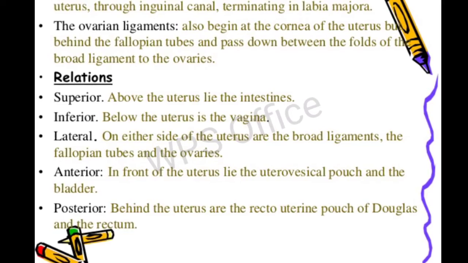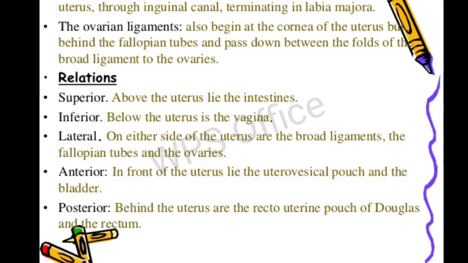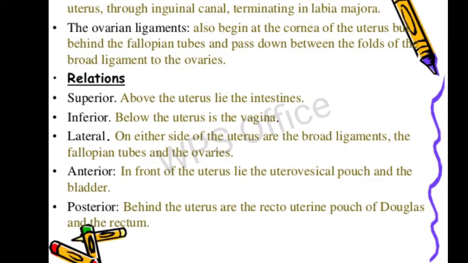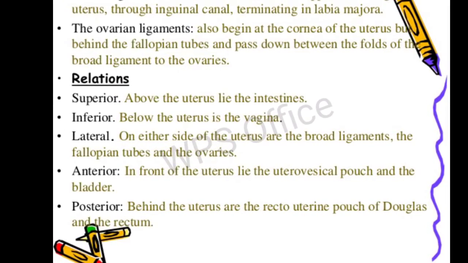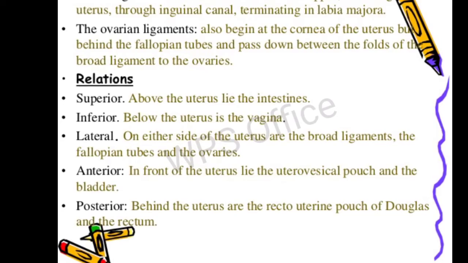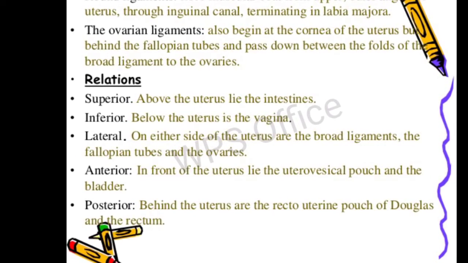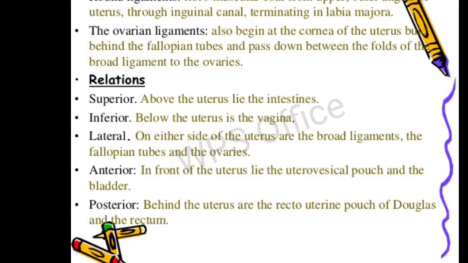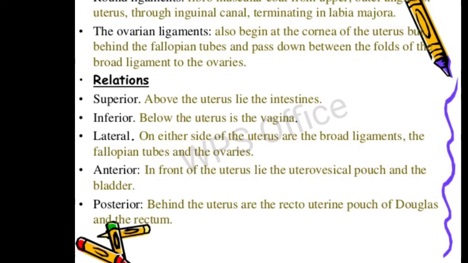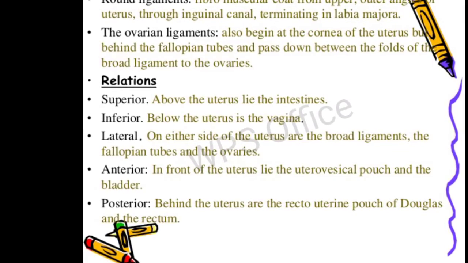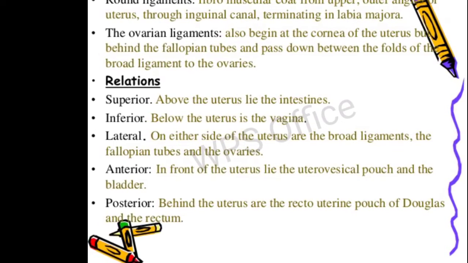Superior to the uterus lies the intestine. Then inferior lies the vagina. Lateral, on the sides, will lie the broad ligaments, fallopian tubes, and the ovaries. Then in the anterior, in front, will lie the uterovesical pouch and the bladder. Then in the posterior part, that is behind, will lie the rectouterine pouch and the rectum.